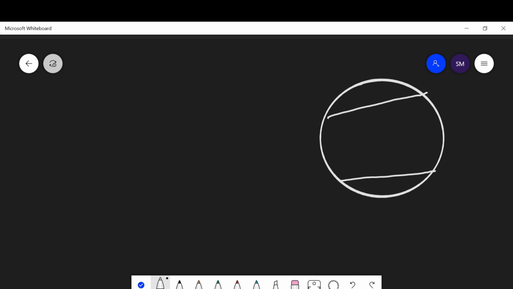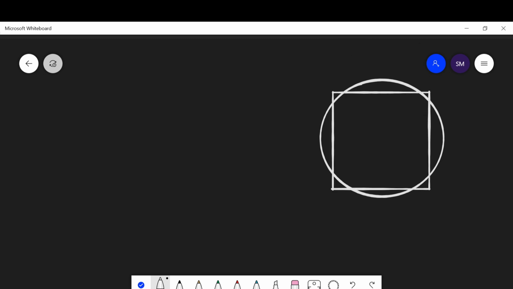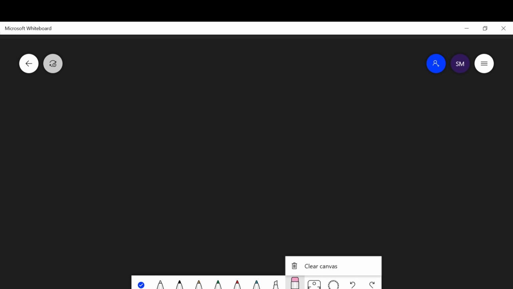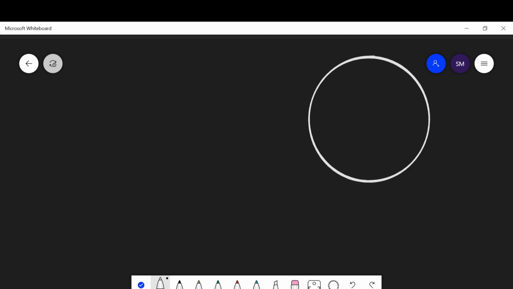This is also not a perfect figure. Let us draw again. Suppose C is the circle and ABCD is a quadrilateral which is inscribed in the circle.